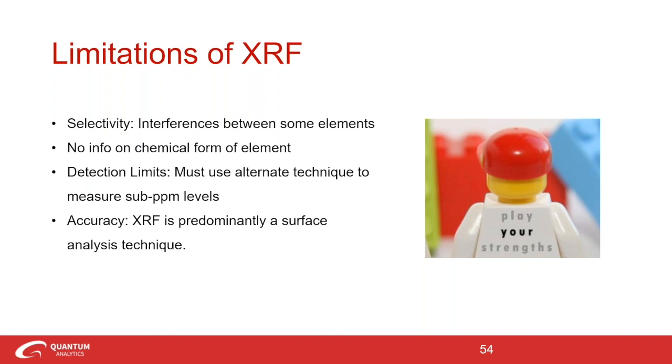Detection limits. Most use alternative techniques to measure sub-ppm levels. Things like ICP-MS or ICP-AES are great techniques for doing sub-ppm analysis. And accuracy, XRF is predominantly a surface analysis technique, right? X-rays penetrate only a few millimeters into the sample. To get more accurate results, one must homogenize the samples and calibrate the instrument response using authentic standards.